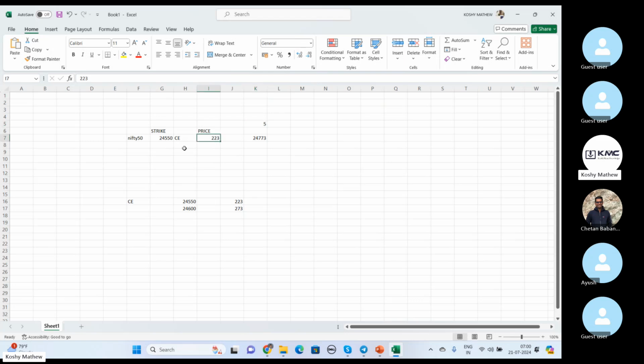This option, just imagine, might have gone and touched 24,800. So you'll end up making about 200 points gain. It will be 223 plus 200. This will be a profit. When it touches 24,800, the 24,550 CE price will move from 223 to 423.